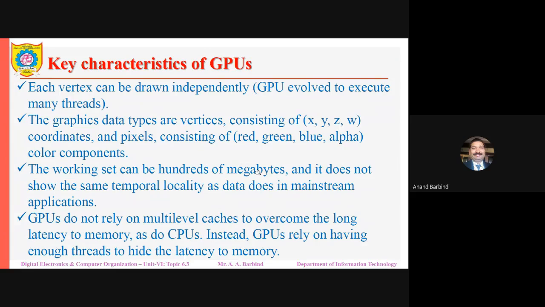megabytes of data, and each byte corresponds to a part of a particular pixel. Typically a pixel is formed with 4 bytes, or 8 bytes, and so on, depending on the structure used for a particular pixel in a GPU. It does not show the same temporal locality as data does in the mainstream application.